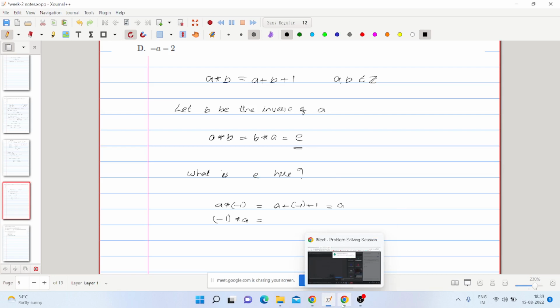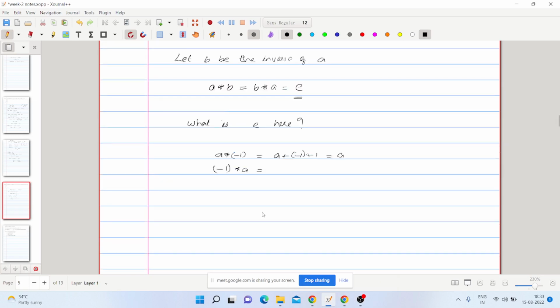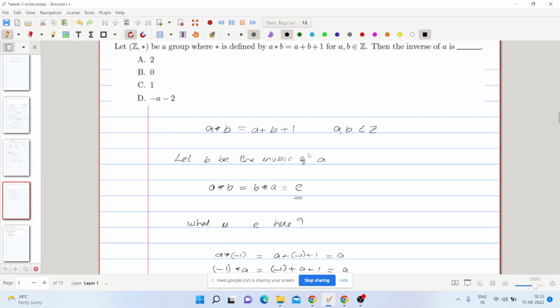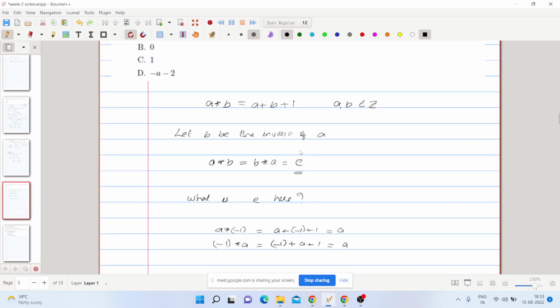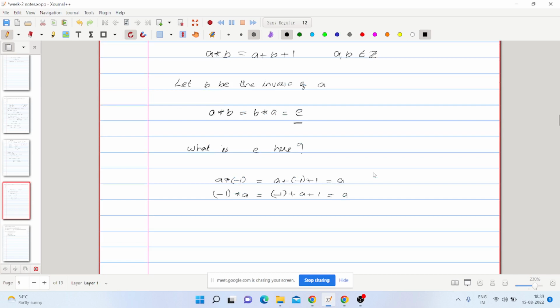-1 plus A plus 1. Yeah, sorry, can you repeat? -1 plus A plus 1. Okay. Okay, this is A. So -1 is the inverse, right? Identity element. Oh, sorry, identity element. Now let us see what will be the inverse.